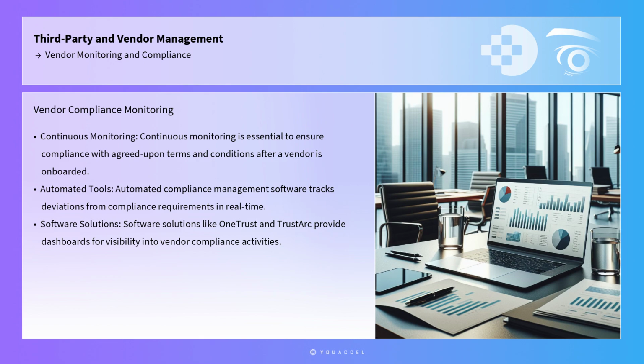Once due diligence is complete and a vendor is onboarded, the next phase involves continuous monitoring to ensure compliance with agreed-upon terms and conditions. A practical tool for this is the use of automated compliance management software, which can track and alert organizations to any deviations from compliance requirements in real time. For instance, software solutions like OneTrust and TrustArc provide dashboards that offer visibility into vendor compliance activities, helping organizations identify risks promptly and take corrective action.